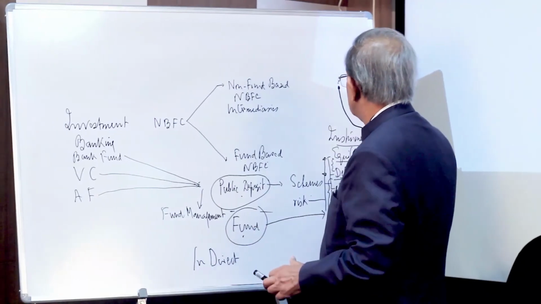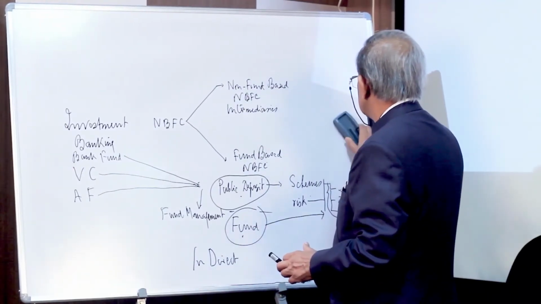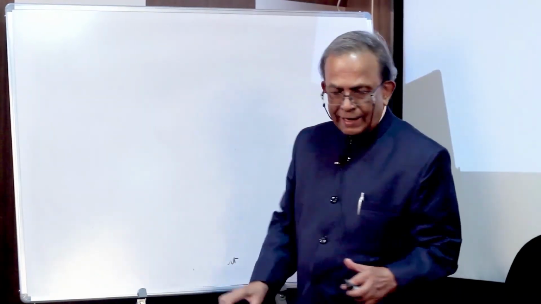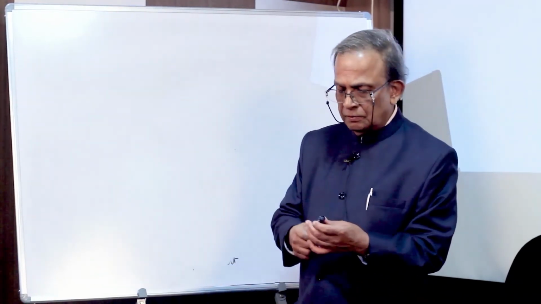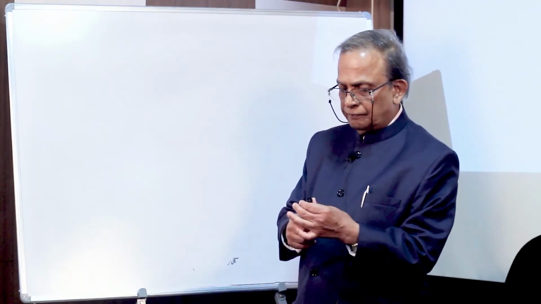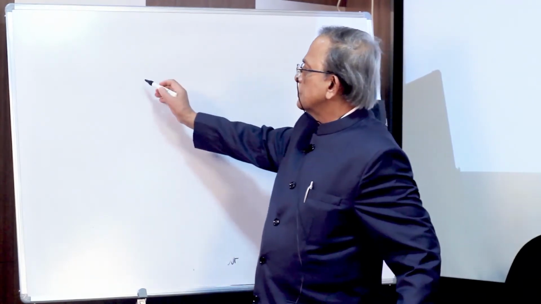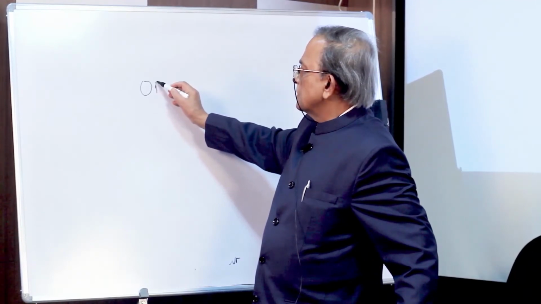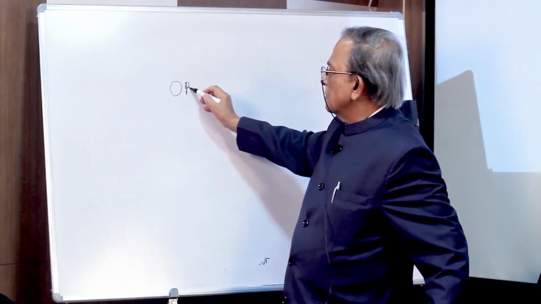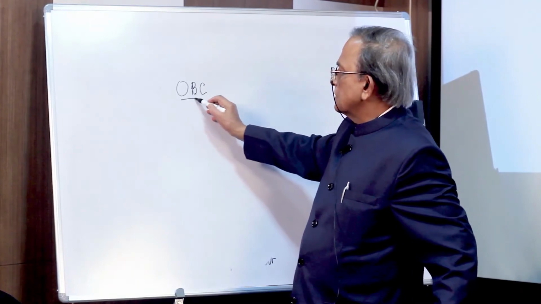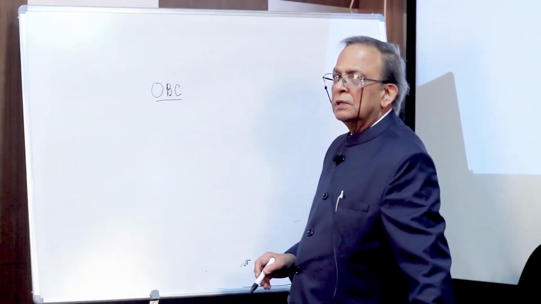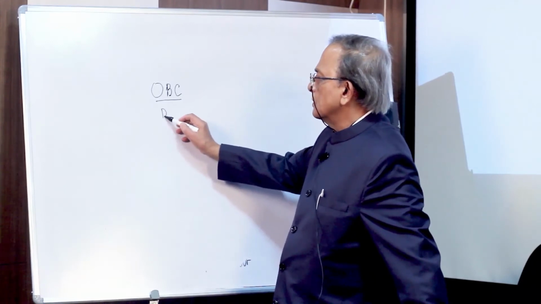Okay, so this is both in the domestic market as well as in the foreign market. So how many types of funding do I have? I have overseas banking companies or overseas investment companies. I have domestic investment companies.